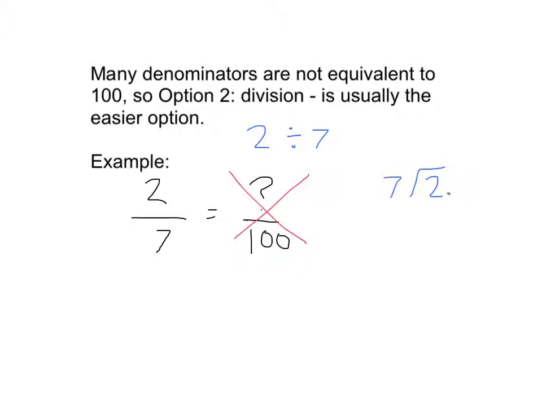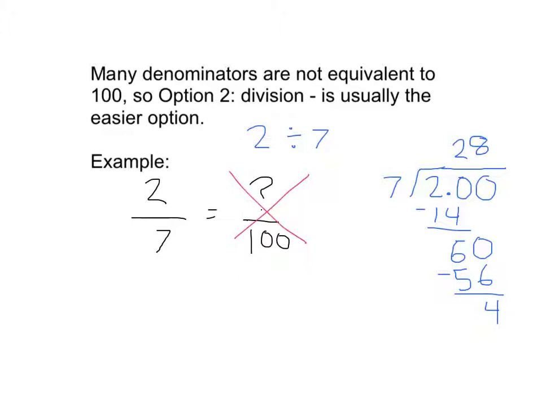7 does not go into 2, but 7 does go into 20. And it goes into 20 2 times. 2 times 7 is 14. 20 minus 14 is 6. I need to add a 0 and bring my 0 down. 7 goes into 60 8 times. 7 times 8 is 56. Subtract once again. I'm going to get a 4. Add another 0. 7 goes into 40 5 times. And 7 times 5 is 35.